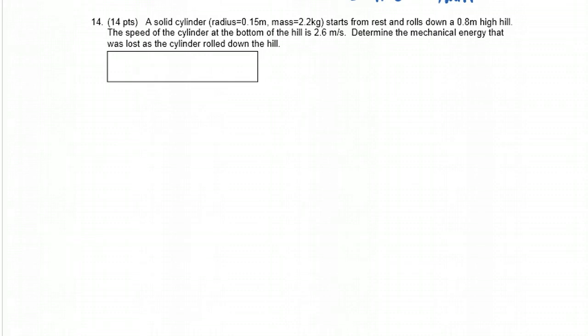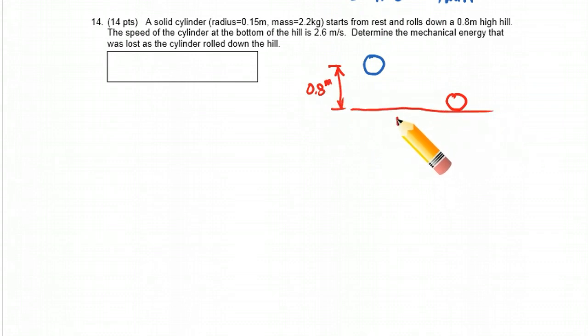Okay, so this is going to be a conservation of energy problem, which factors in both rotational and translational energy. So our two states, let's draw our cylinder up at the top and then our cylinder down at the bottom. The height change was given as 0.8 meters. So we'll use the bottom location as our datum.